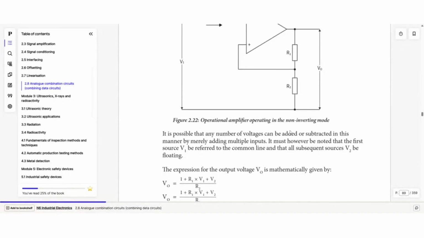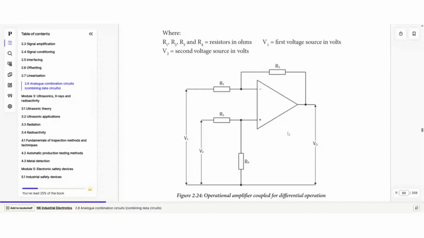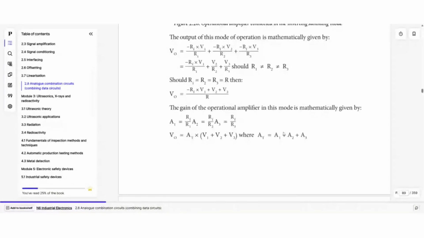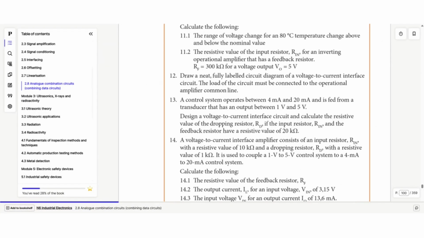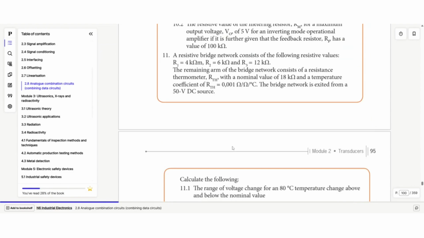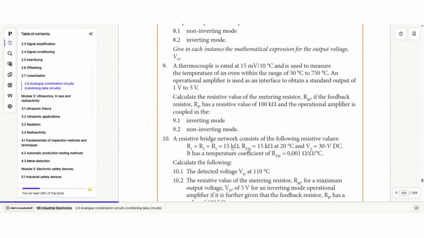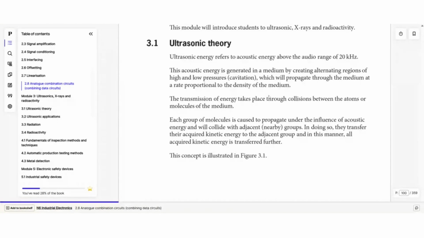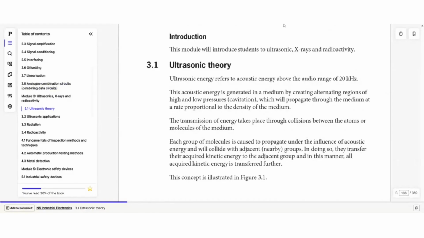Operational amplifier operating in the non-inverting mode. Yes, this is a bit of a problem. But that's what you guys need to know. It's in the syllabus. And next week we're going to take a look at ultrasonic theory.